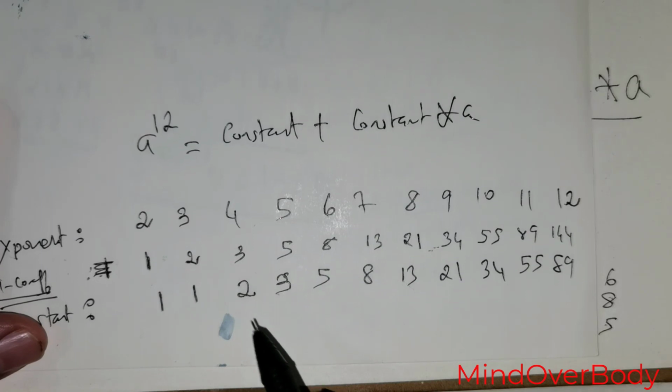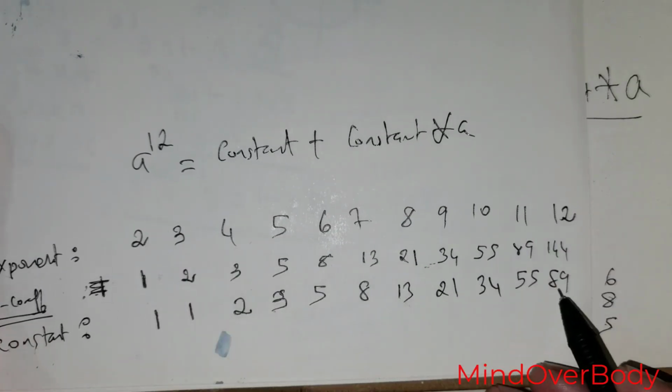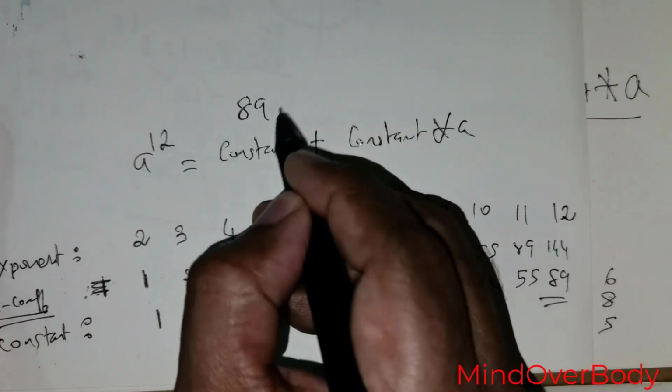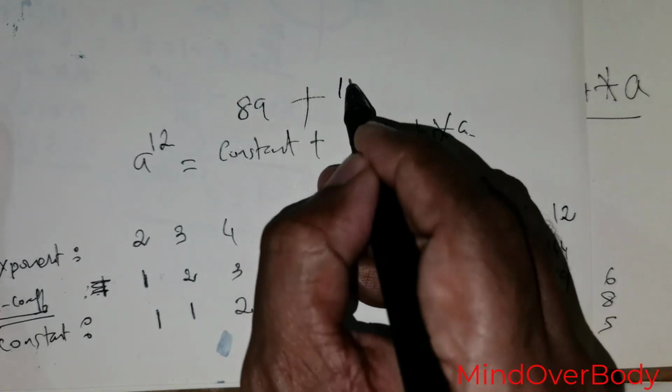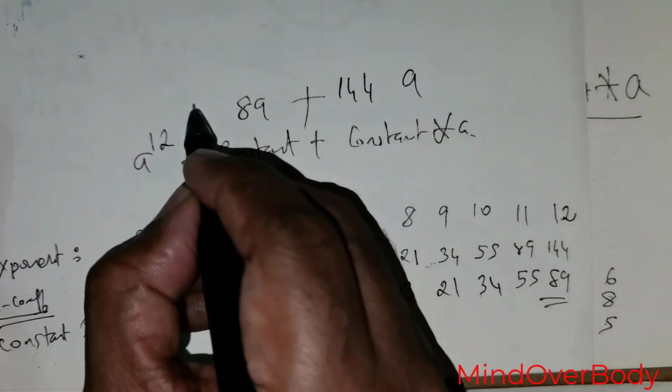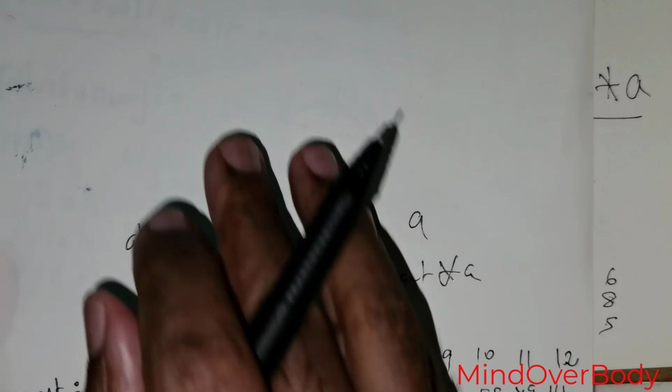So what is the constant for a power 12? 89 plus 144 times a. This is a raised to the power 12. So let me move up.